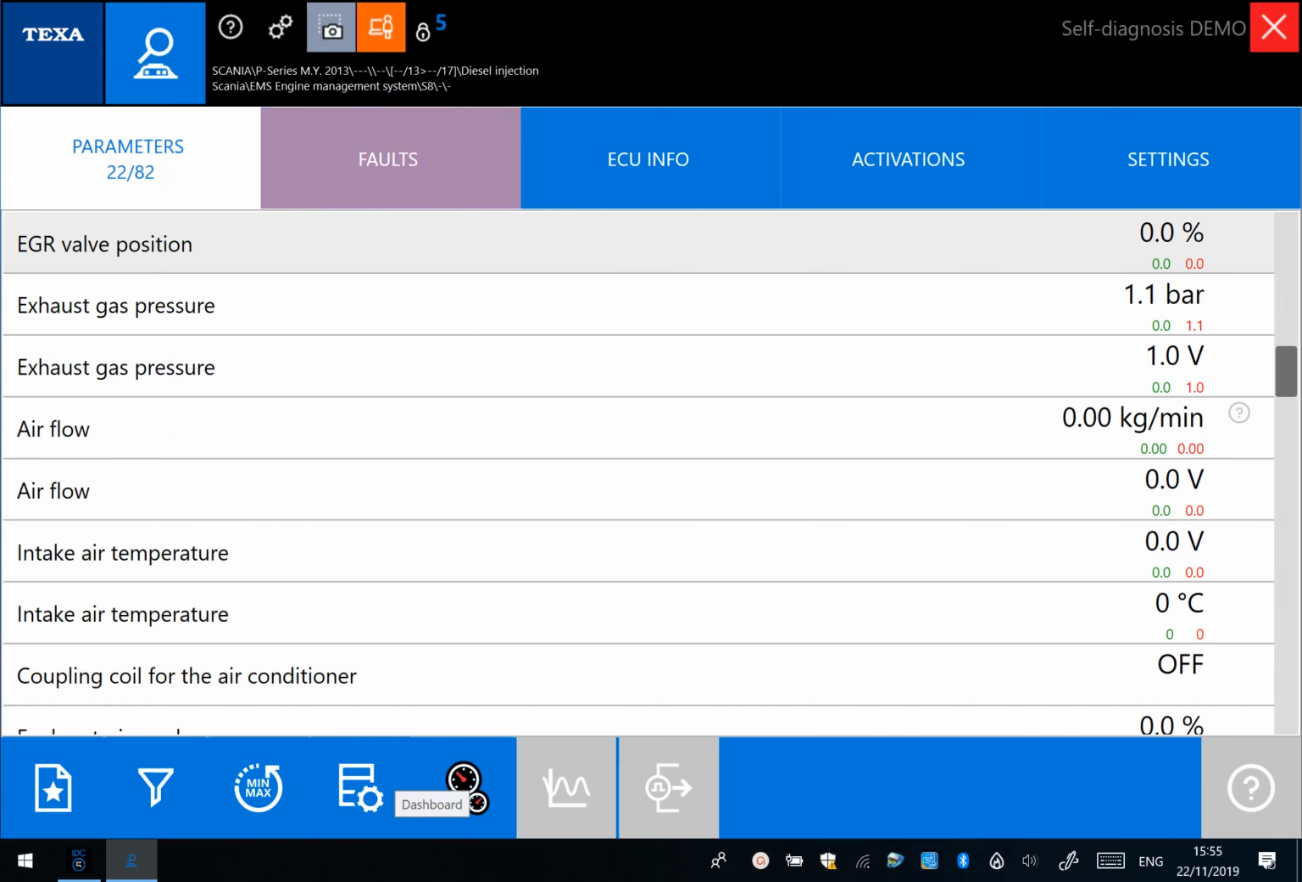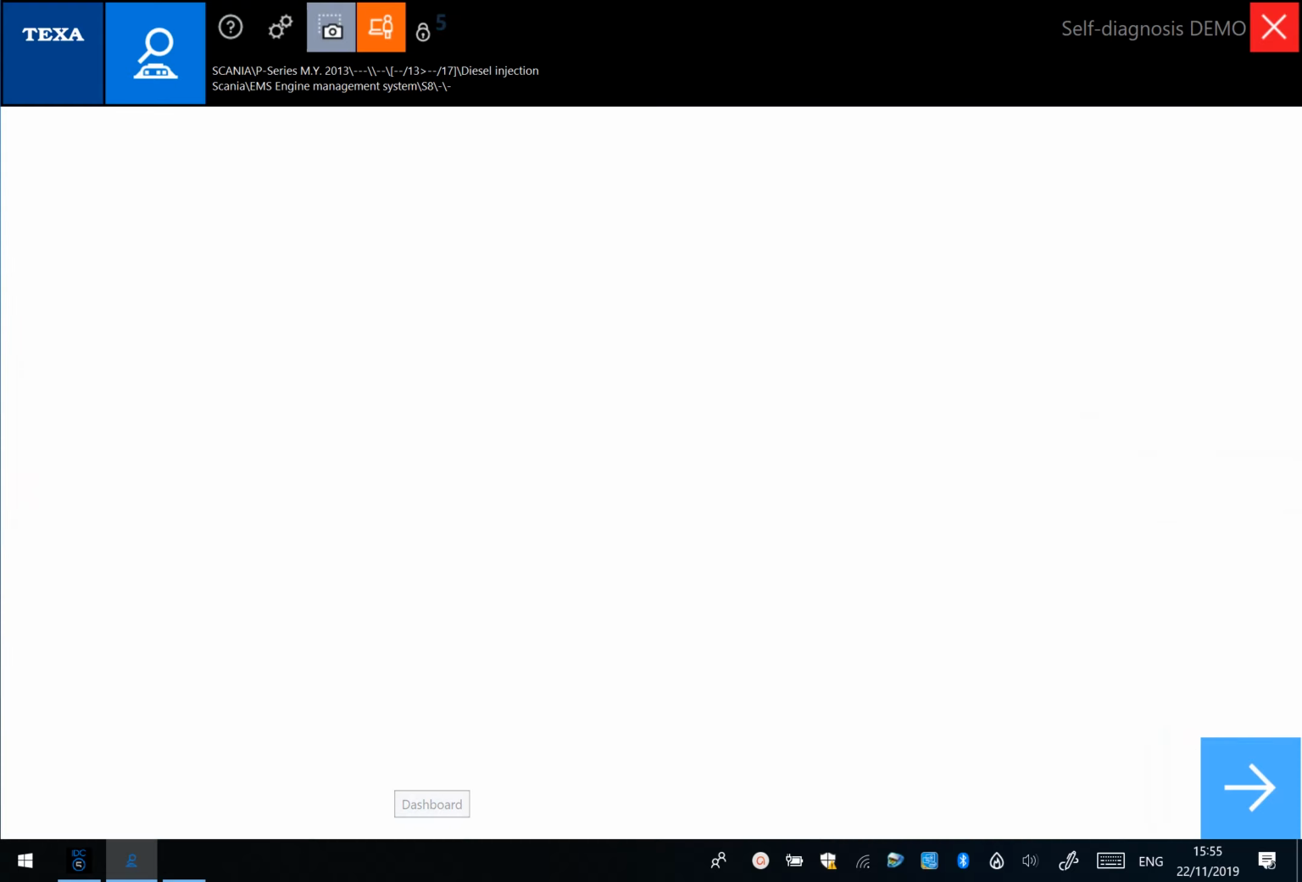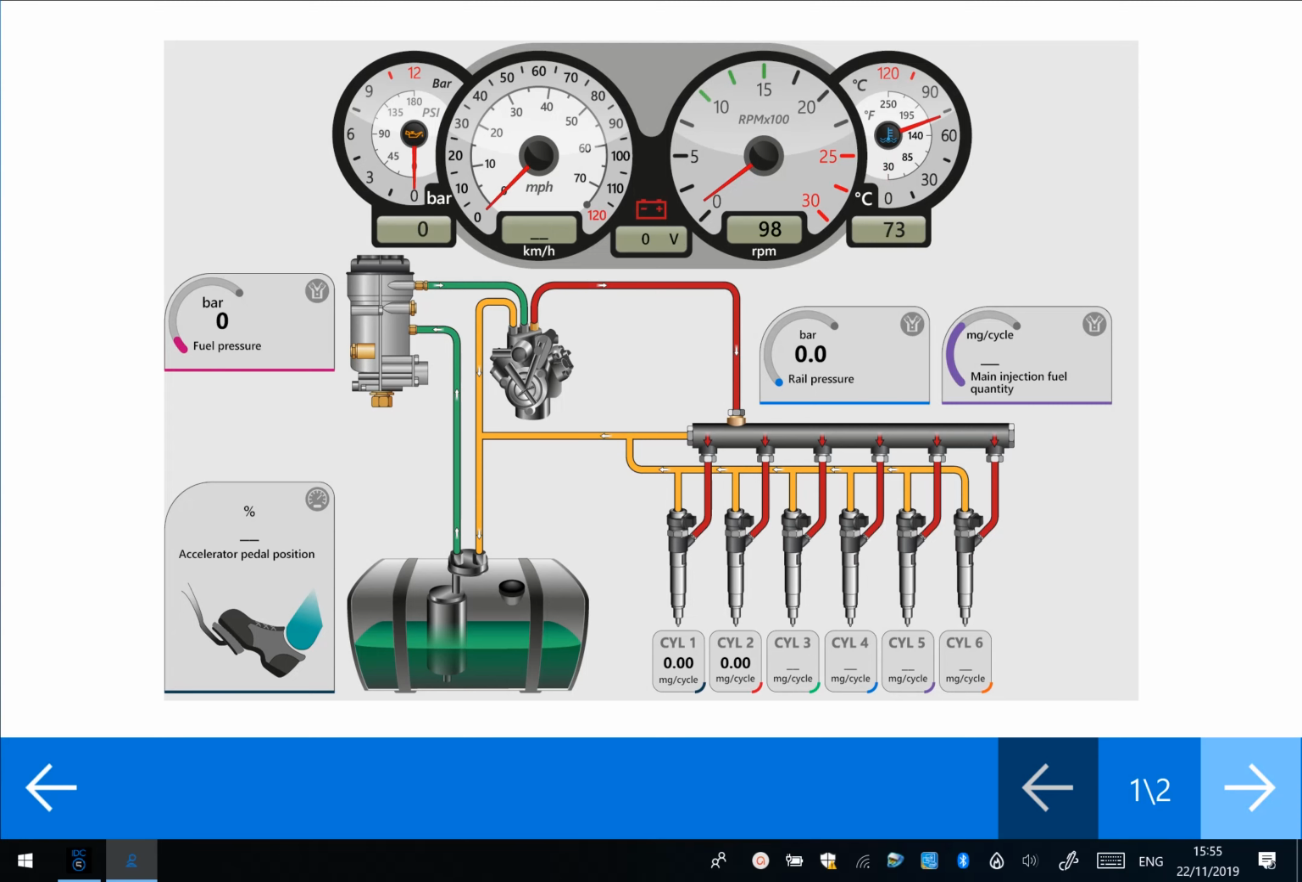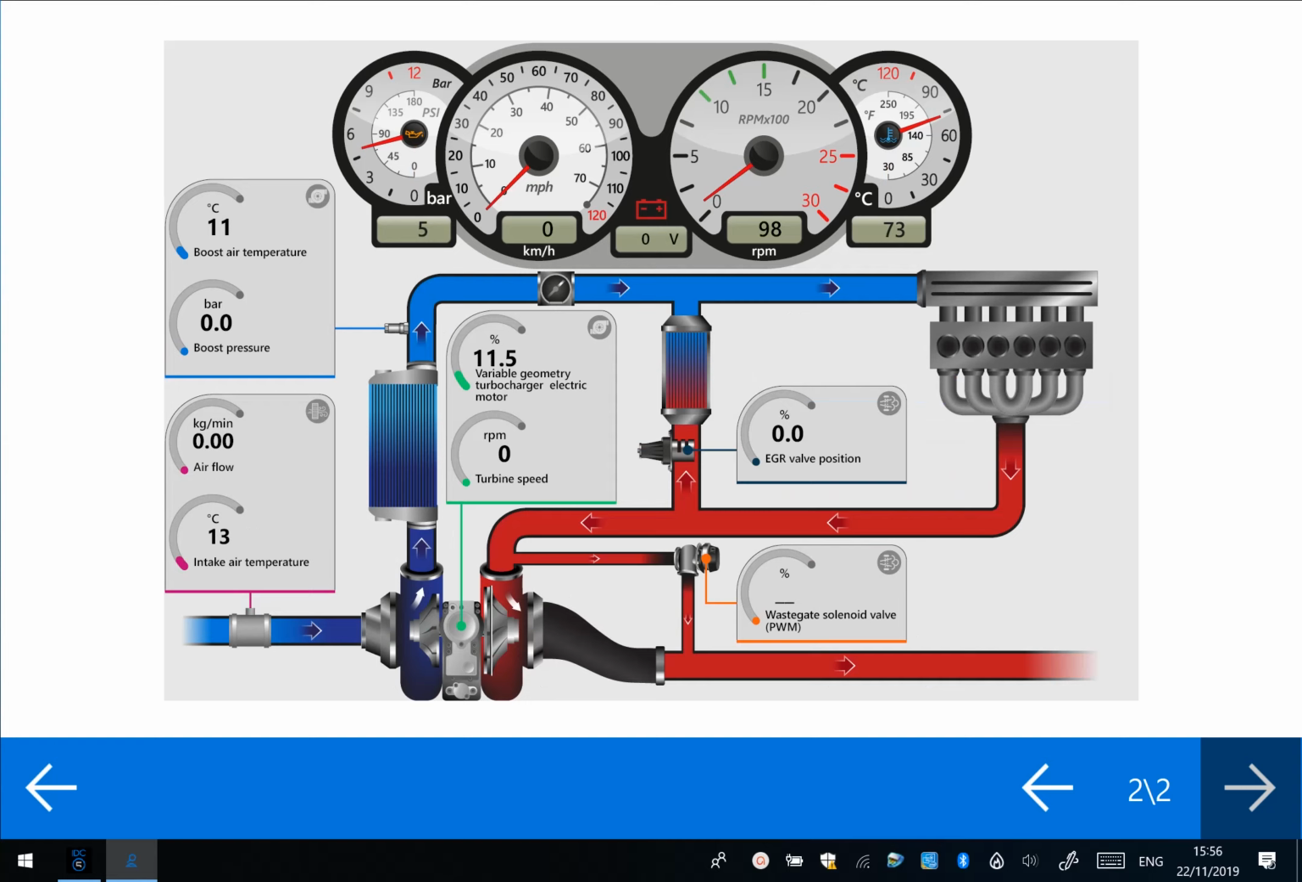Just going along the bottom line, we've got something called dashboard mode. This is quite a nice feature. Basically it puts the information that you've got from those sensors into a more pictorial format, a format you and your technicians can understand. So we'll just click through. This would all be live data that you'll be able to read and understand the system better. Again, we can see EGR valve position, boost pressure, boost air temperature, and so on. So it's a really nice feature. It is on a lot of the later vehicles. They're slowly putting it into the older ones.